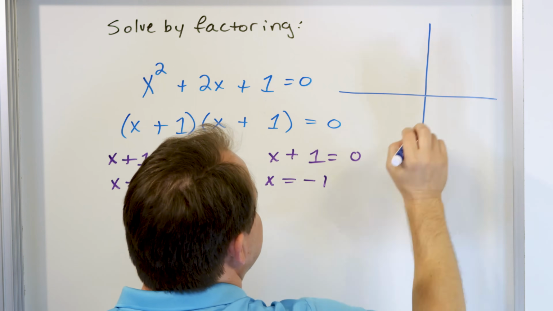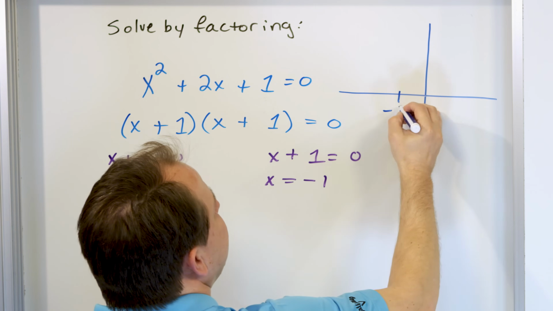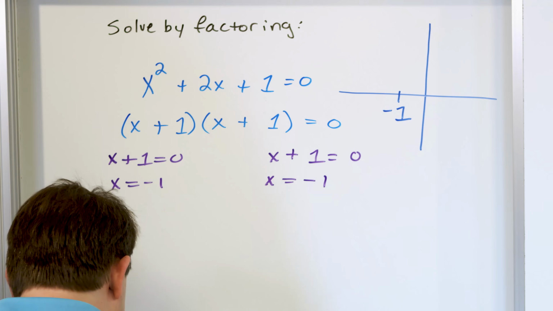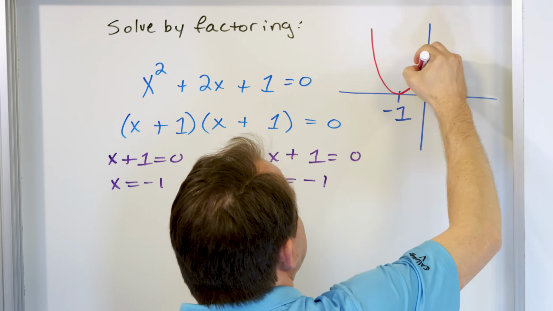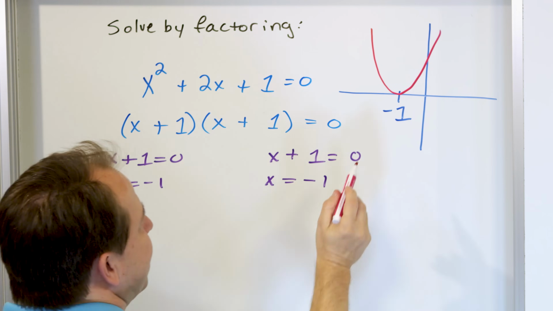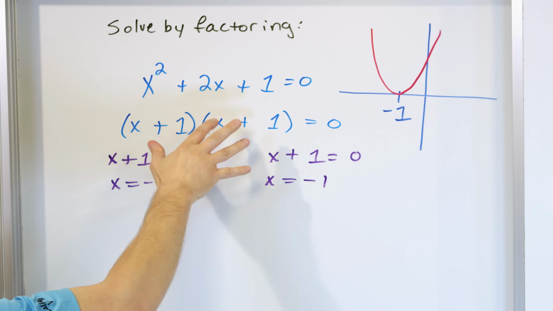If we were to draw this thing, we're saying that this thing has roots at negative 1. Negative 1 is somewhere here. And that means that the graph of this thing, if you were to draw it, would go down and then touch and then go up, something like this. So I'd have a double root right at this point, right? But the point is that we learn how to solve this by factoring.